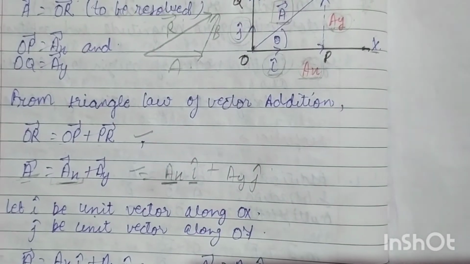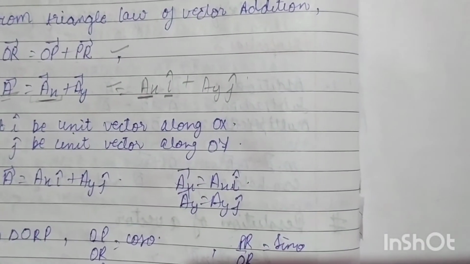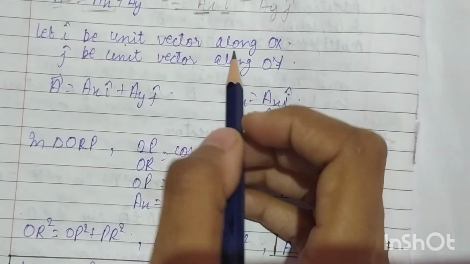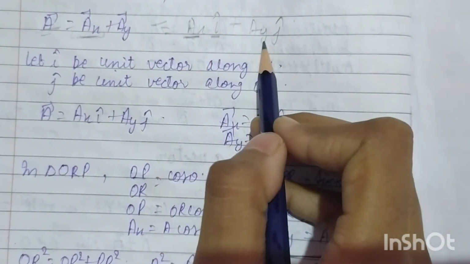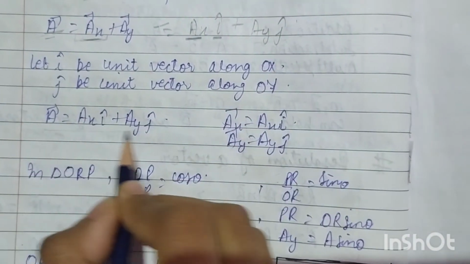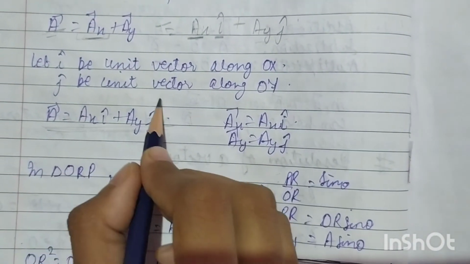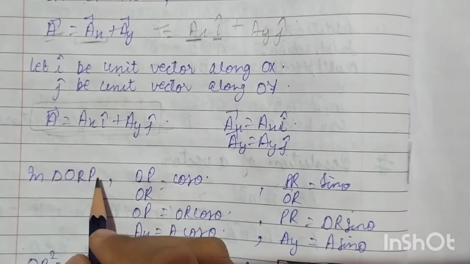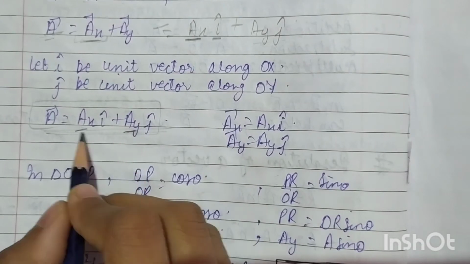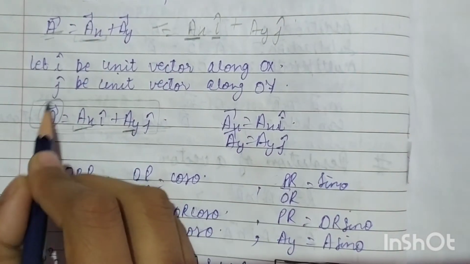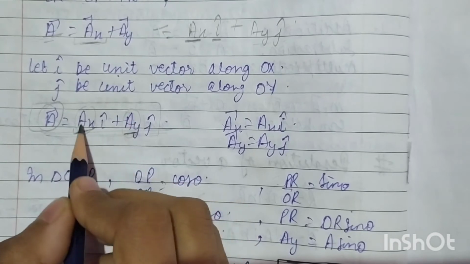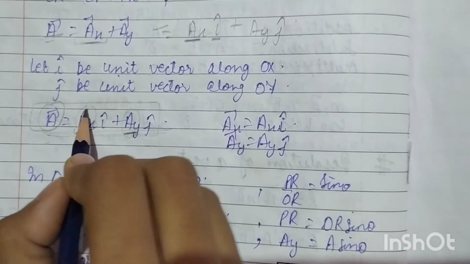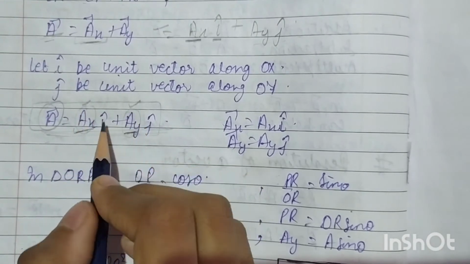Now let us see the next step. This is how we have written. The same way, the above equation, ax i cap plus ay j cap, is written here. So this is the vector that we have got. Now what do we want? We want to know the values of ax and ay, that means we want to know the vector A in terms of ax and ay. Till now we know vector A can be resolved into two components, ax and ay. But what is our main aim?